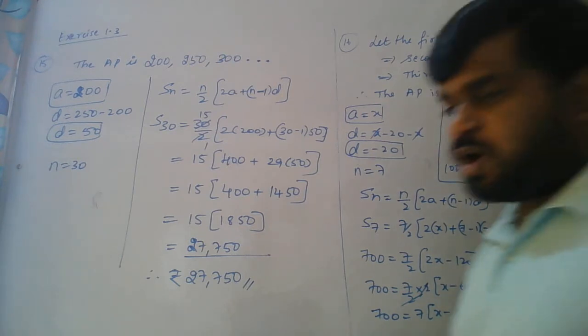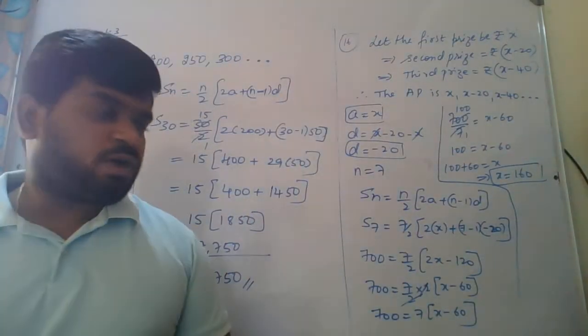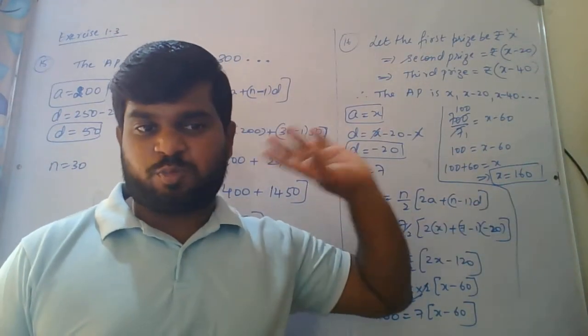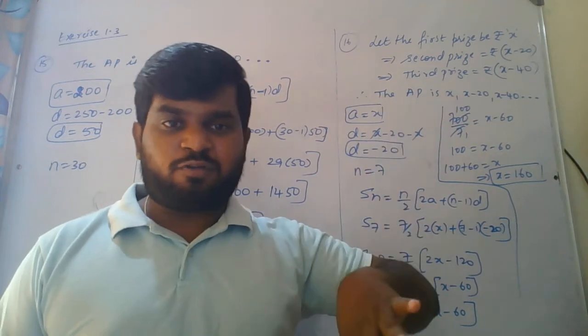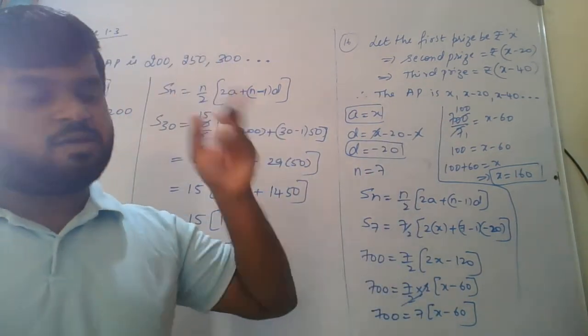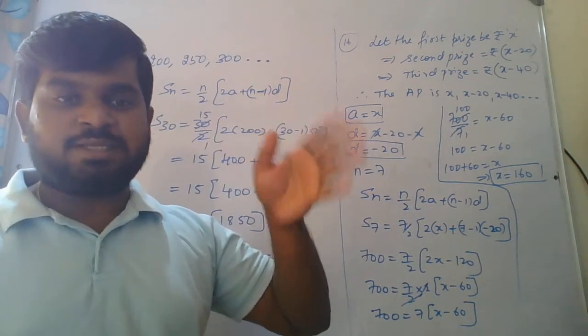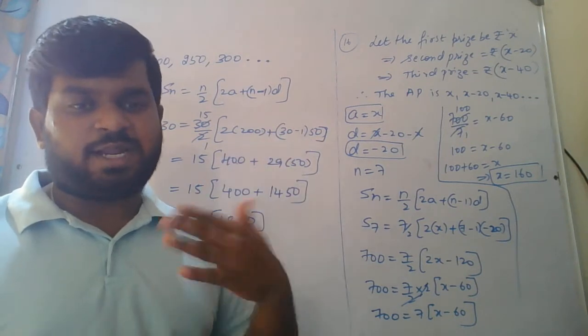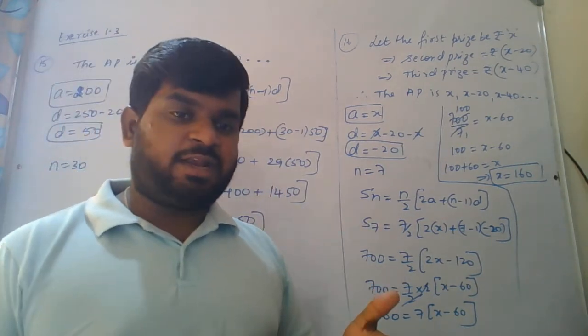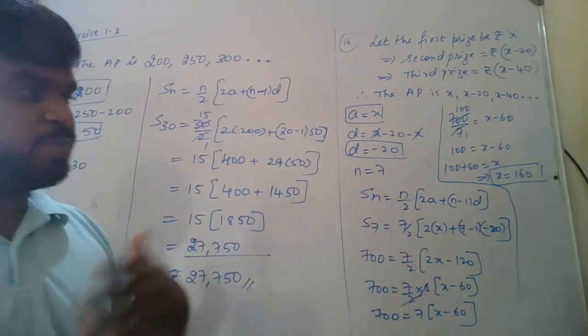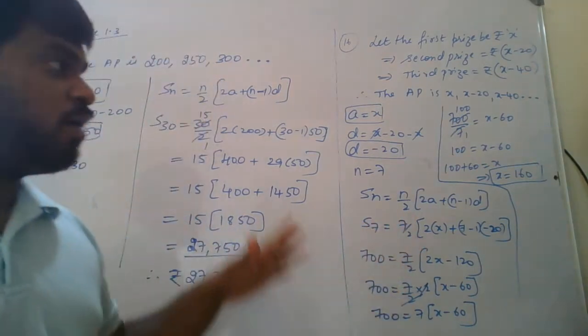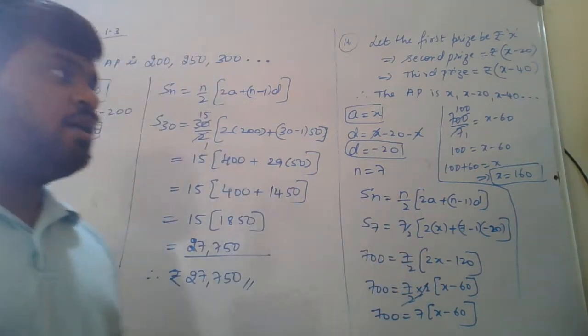Which means X is what? X is our first prize. So our first prize is 160 rupees. Second prize 140 rupees. Third prize 120 rupees. Fourth prize 100 rupees. Each prize is 20 less. So fifth prize 80 rupees. Sixth prize 60 rupees. Seventh prize 40 rupees. Okay, this is how the cash prize is divided.